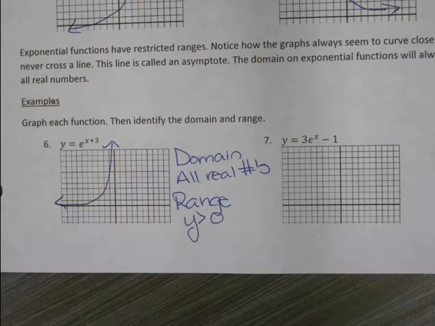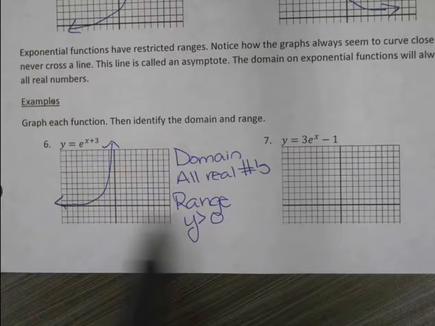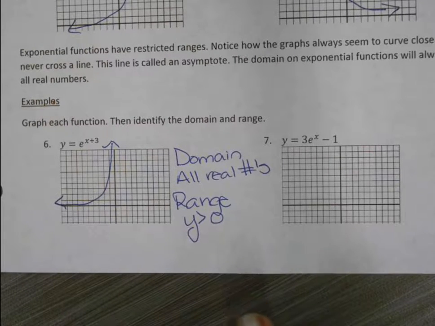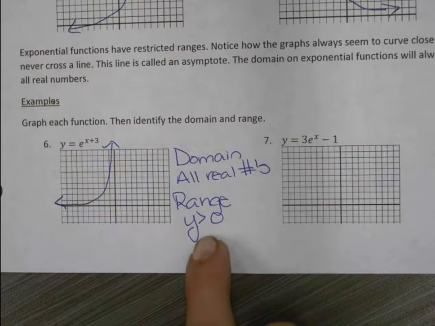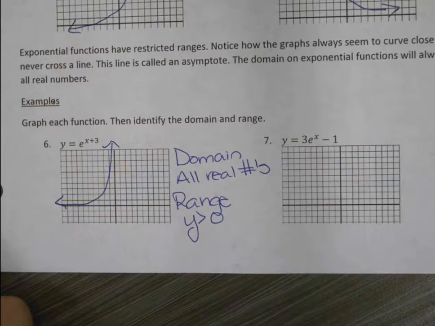It never actually touches 0. Because range is the output, right? Range is, yeah, up and down, and domain is left and right. On range, it's just greater than, not equal to, because it gets very close to the 0, but it doesn't touch it.